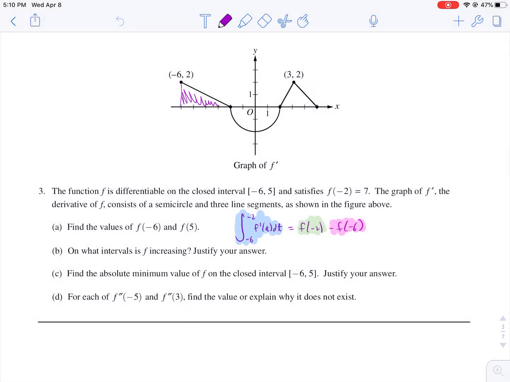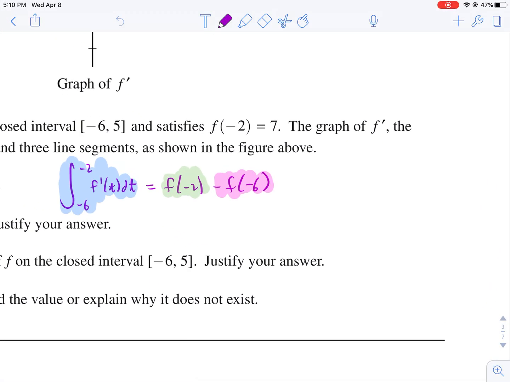And then f of 5 we're going to do the same way, except now we're going to do the integral from negative 6 to 5 of f prime of t dt. And that is equal to f of 5 minus f of negative 6. Okay, f of 5 is what we're trying to find.